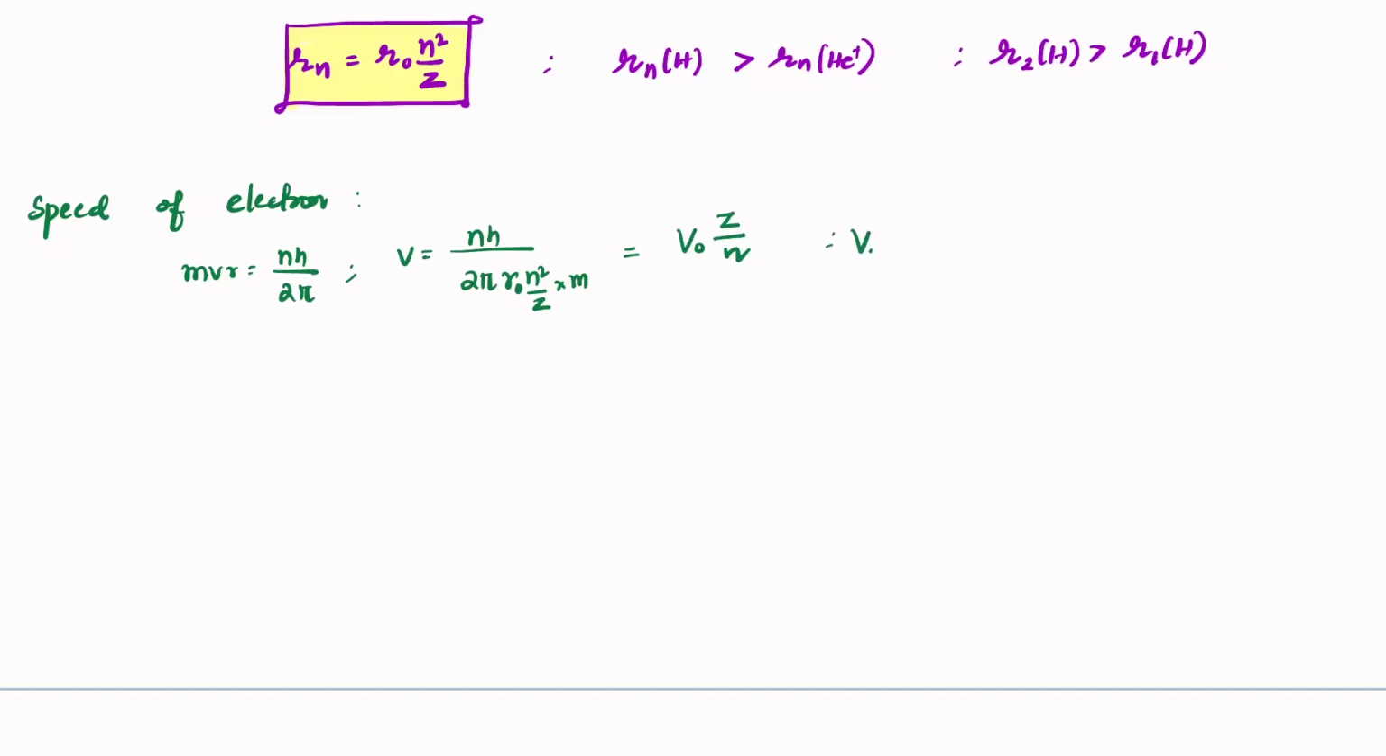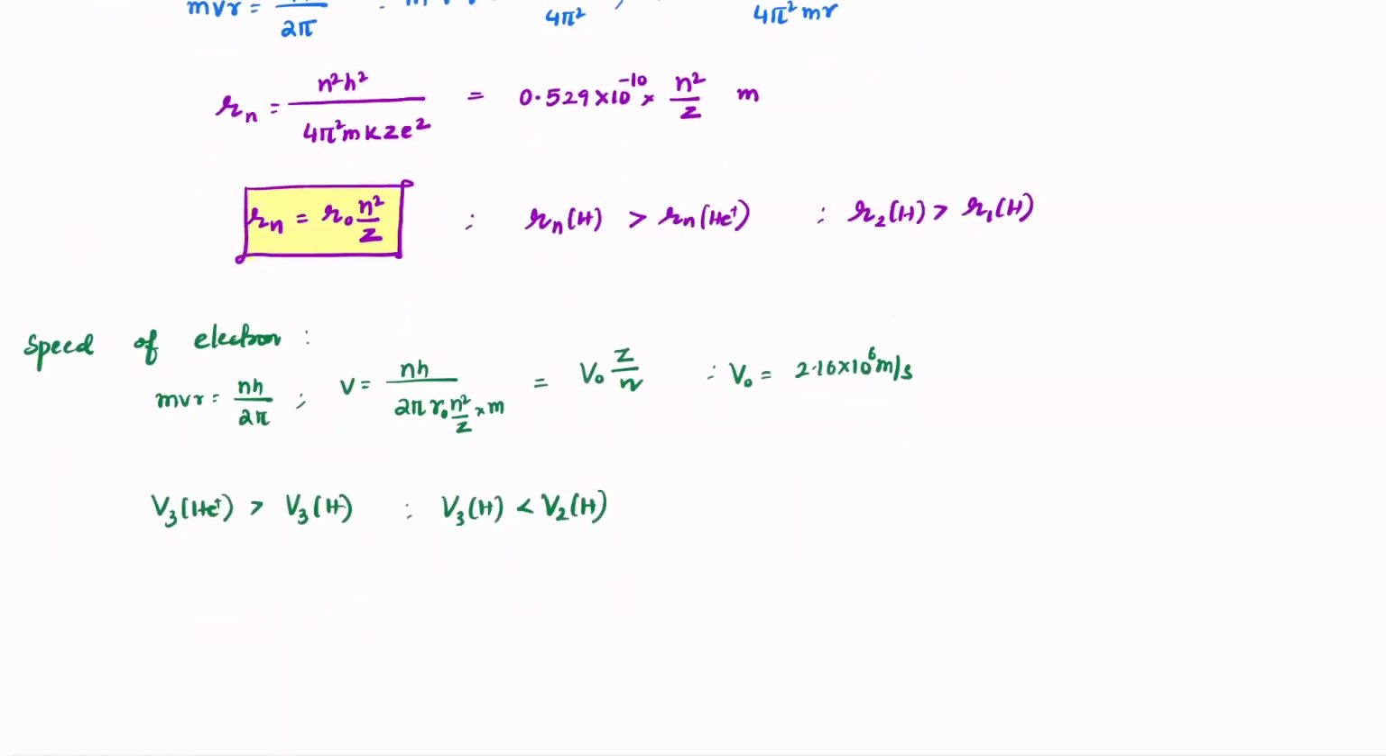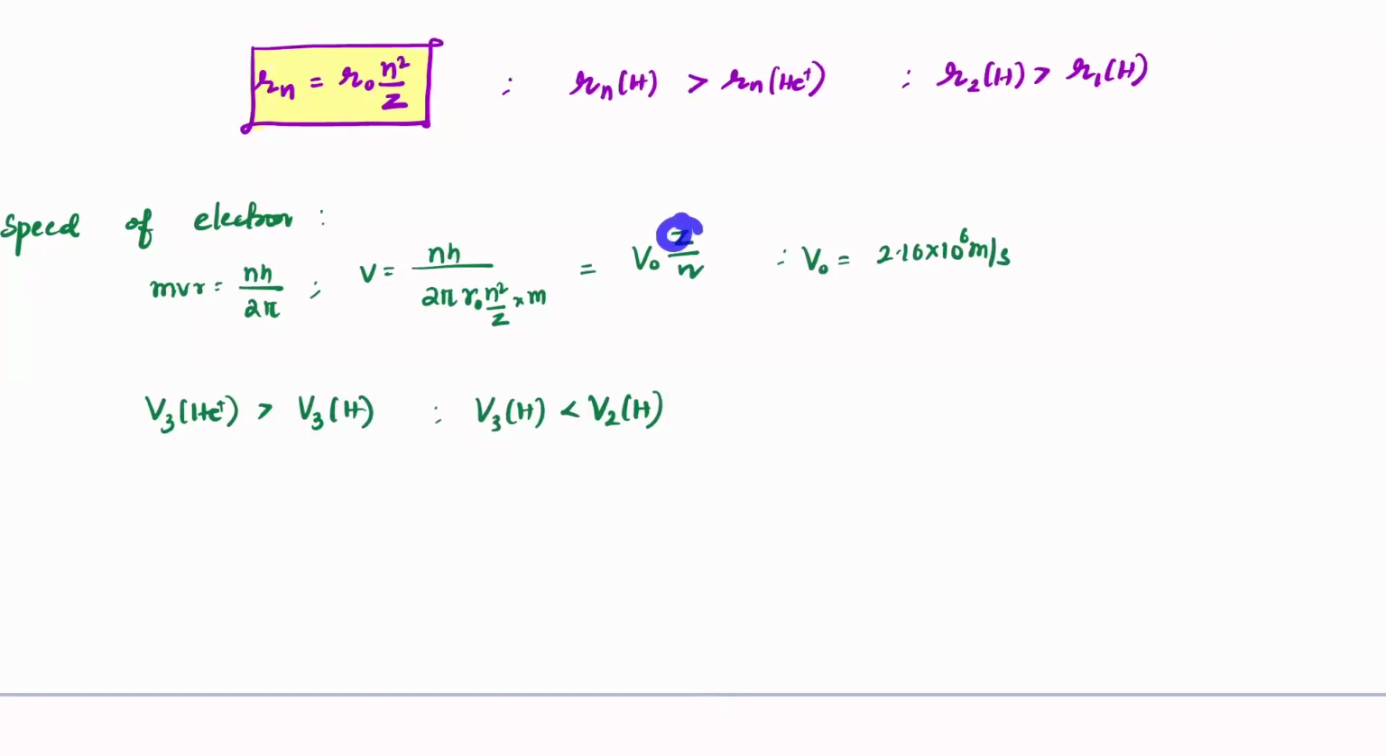So that will make the speed some constant v naught into Z by n. And this constant value v naught is found to be 2.16 into 10 raised to the power of 6 meters per second. So you can see the speed of the third orbit of helium plus is greater than the speed of the third orbit of hydrogen, and the speed of the third orbit of hydrogen is less than the speed of the second orbit of hydrogen, correct? Because it is directly related to Z but inversely related to orbit number.